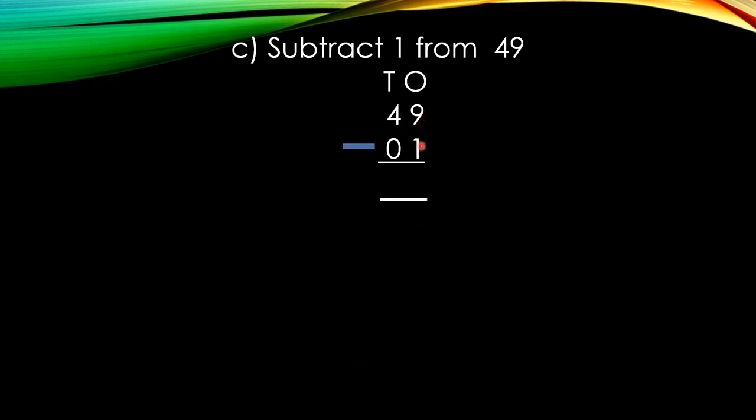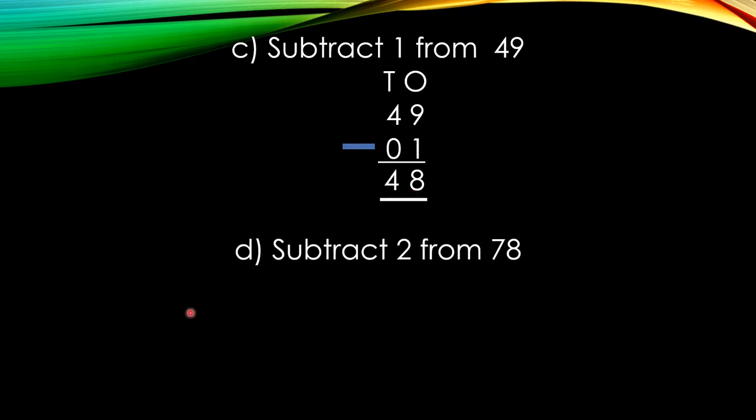So 9 minus 1. So keep 9 in your mind and 1 on your fingers. So before 9 we have to speak one number, that is 8. Previous number we will get, and 4 minus 0 the same number, 4. So our answer is 48.